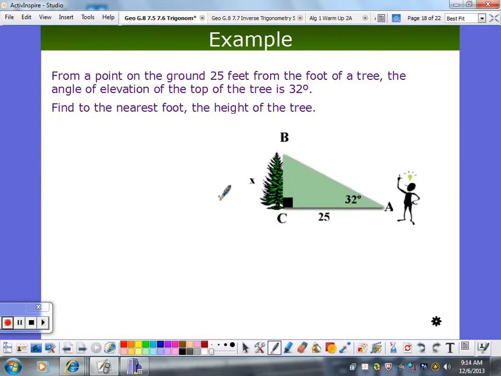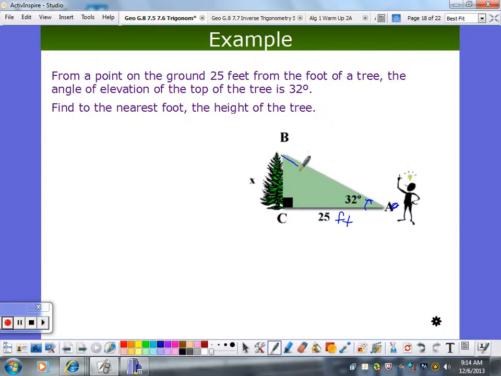So here's an example. From a point on the ground 25 feet from the foot of a tree, so here's the guy, here's the tree. He's 25 feet away. We should use units. The angle of elevation, to be exact, you would have to ask how tall is he? But for starting purposes, let's assume he's on the ground and his eyes are right here. We're not going to worry about his height. And he's looking up. That's an angle of elevation. It's telling us it's 32 degrees. How tall is this tree?